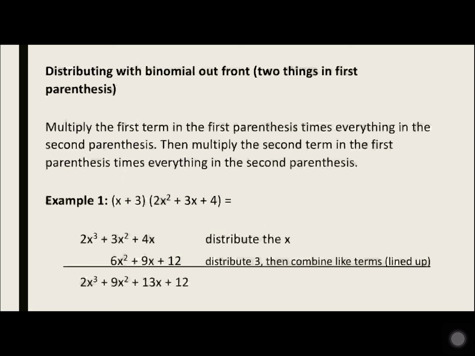3 times 2x squared, 6x squared. 3 times 3x, 9x. 3 times 4, 12. Combine the like terms. Notice that I lined up my like terms. That's the only cube. 3x squareds plus 6x squareds equal 9x squareds.